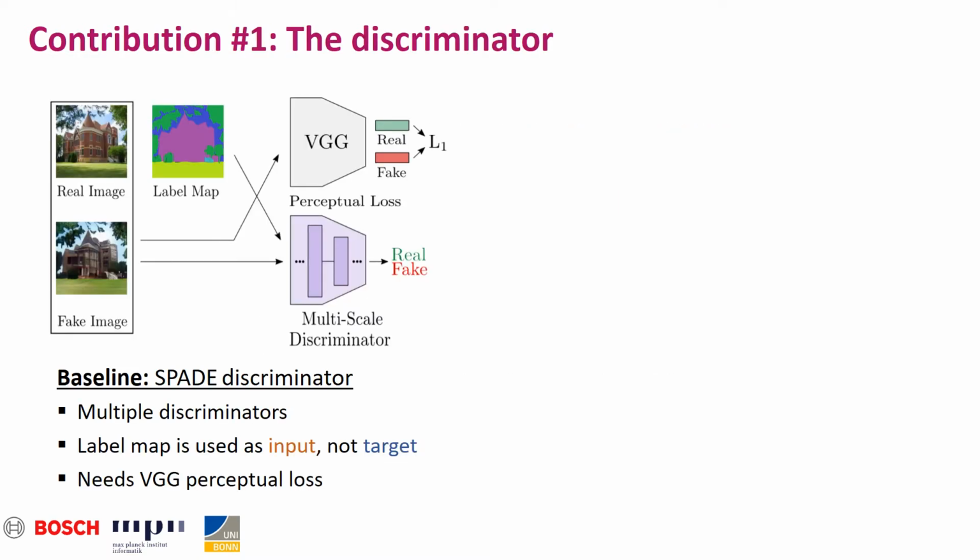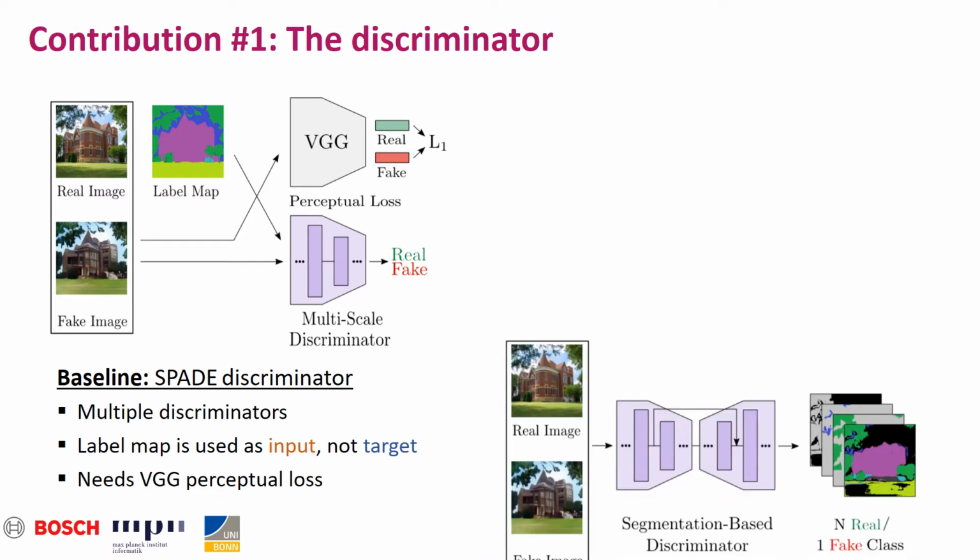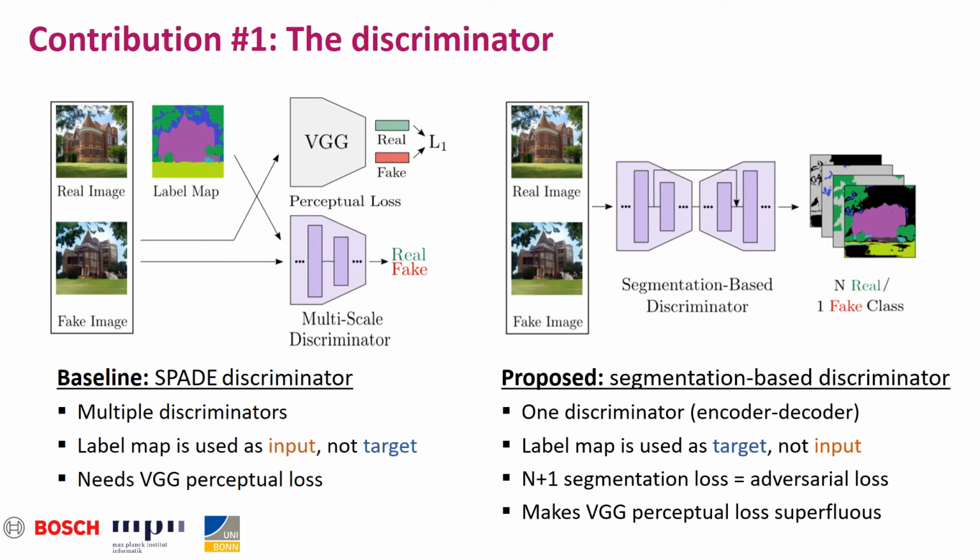Our method is based on the previous state-of-the-art model SPADE. SPADE uses multiple discriminators at different resolutions, as well as the VGG perceptual loss to achieve satisfying image quality. In contrast, OASIS replaces these losses with a single discriminator that is made of the same network blocks as a SPADE discriminator. However, it has an encoder-decoder structure. This allows the discriminator to learn on the fly to segment images into n real semantic classes or one fake class. Hence, it has n+1 output channels.